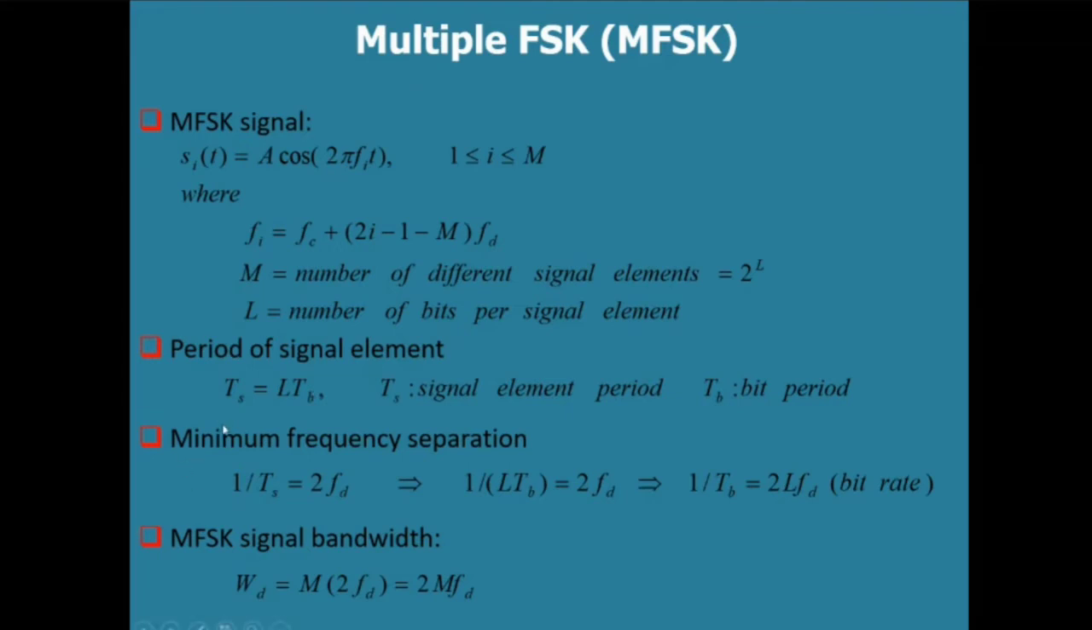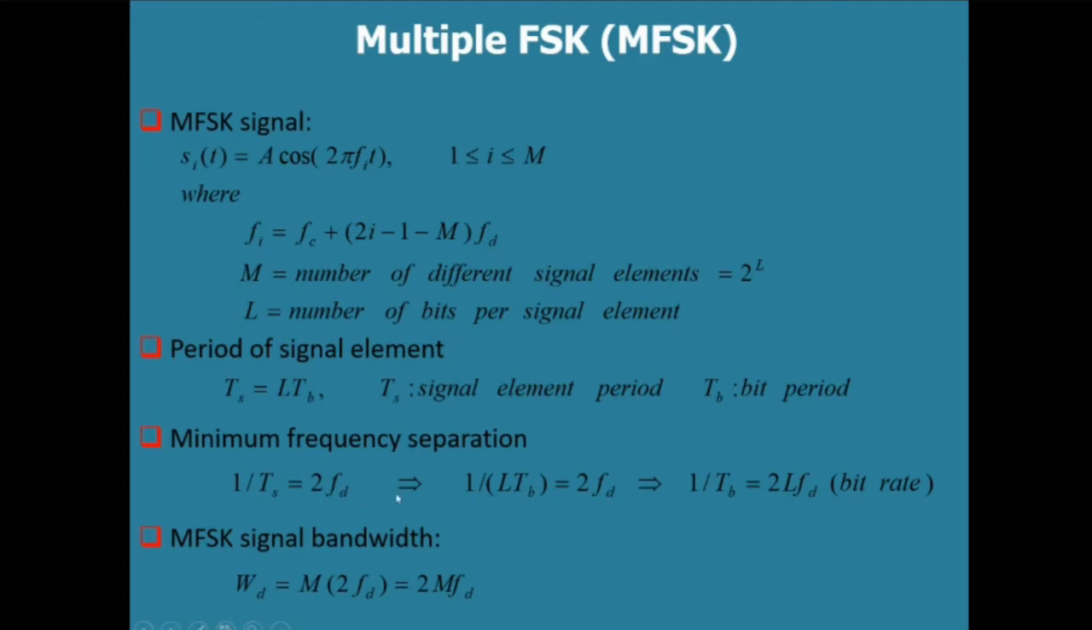Is it clear? Minimum frequency separation. In order to avoid interference in digital communication, the main noise here is ISI, intersymbol interference. So in order to avoid this ISI and all those noises, we need some frequency separation: 1 by Ts equal to 2FD. FD is the difference frequency.